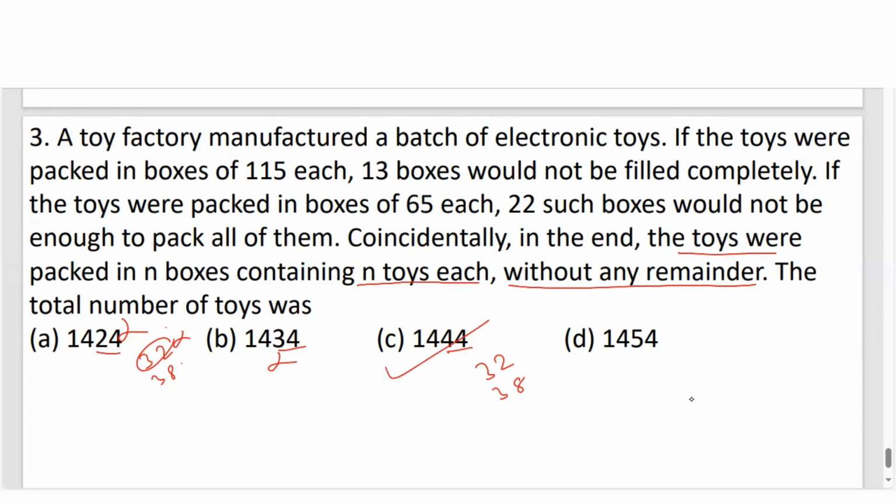So our right answer is what? That is 144, because it is a perfect square: 38 square is 144. In this way, we can solve this type of question very easily.